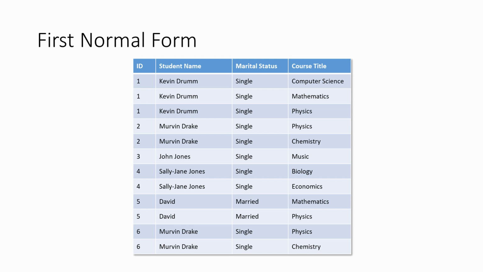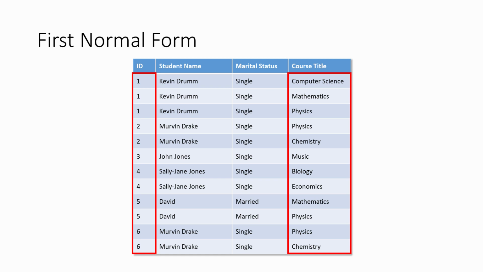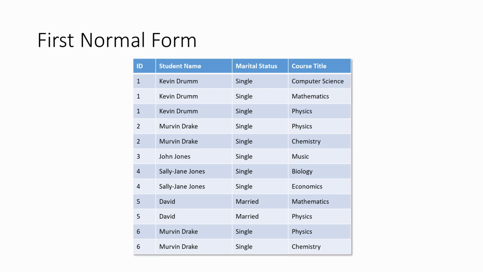But it's still okay to have 3 records for Kevin Drum, because now it's the combination of ID and course title that's always unique. A student can't be attending the same course twice, not at the same time. It's the combination of ID and course title that serves as the primary key. The primary key of this table involves more than one column, so it's known as a composite primary key. Each column that forms part of the primary key is known as a prime attribute. This table is not ideal, but it does now satisfy all of the conditions for first normal form.